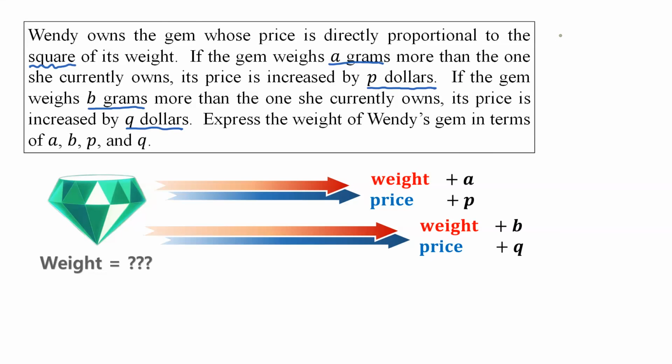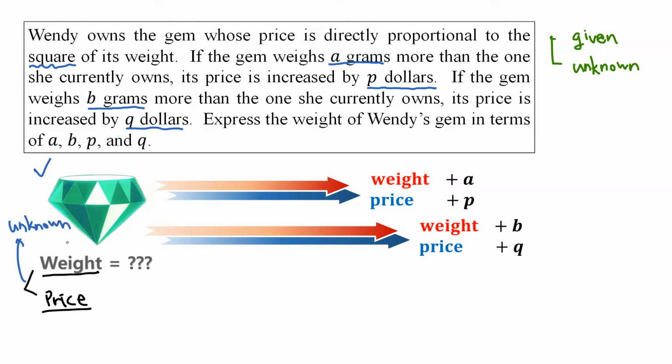Alright, let's solve this problem. The first thing we need to do is to examine which quantities are given and which are unknown. So we have Wendy's gem here, and it has its current weight and its current price, and both are actually unknown. So we have to use yet unknown variables to express the gem's current weight and price. So let us suppose that this gem weighs X grams and costs Y dollars.